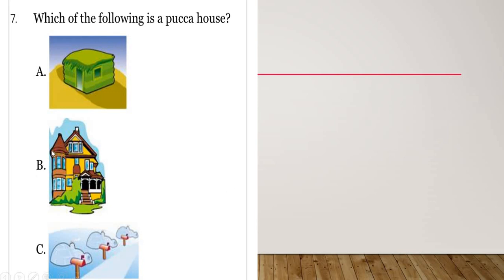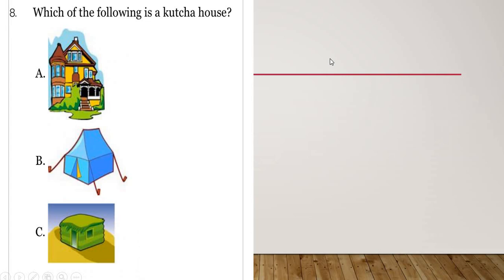So this is the kind of house where you dwell, where you reside or where you live. So this certainly has to be the correct option. Let's see which is the correct answer. Yes, so this picture shows us the example of a pucca house. Moving on to the 8th one.